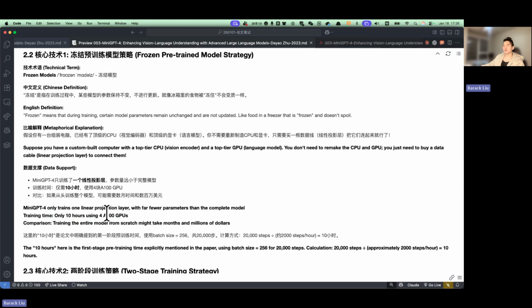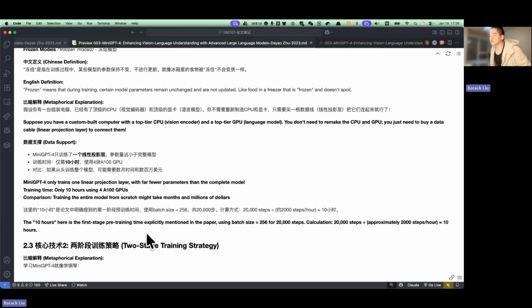That's really cheap, right? $2 for one GPU for 1 hour, this is only $80. That's really cheap. In comparison, training the entire model from scratch may take months and millions of dollars. The 10 hours here is the first stage, pre-trained time, explicitly mentioned in this paper.